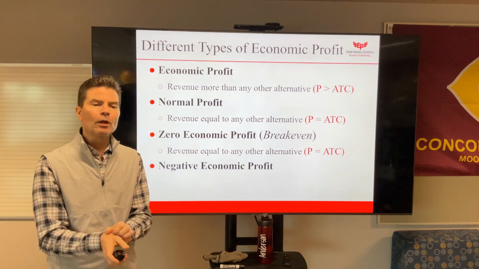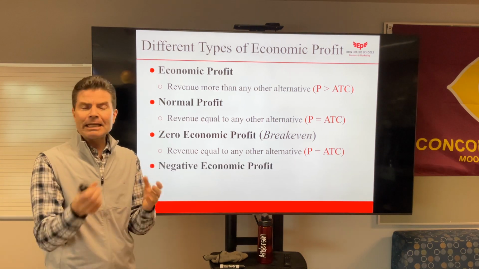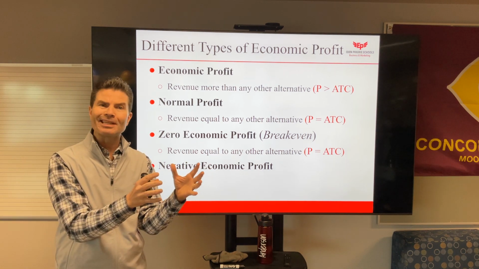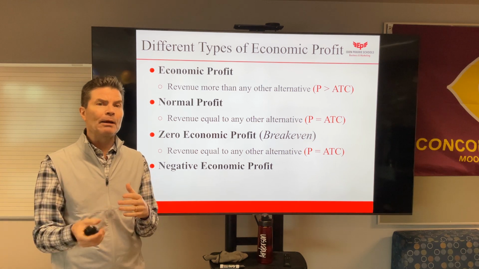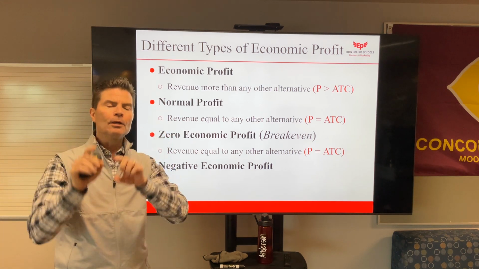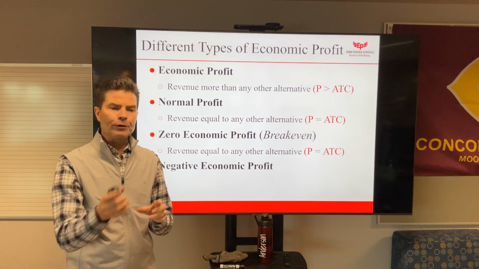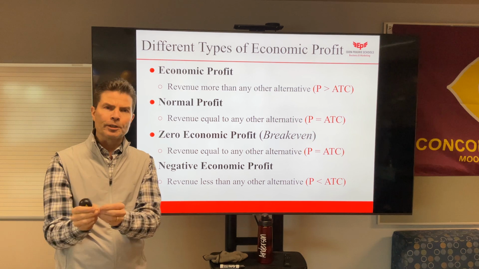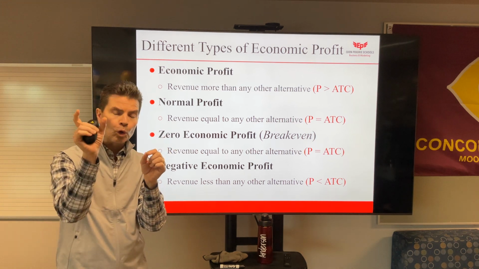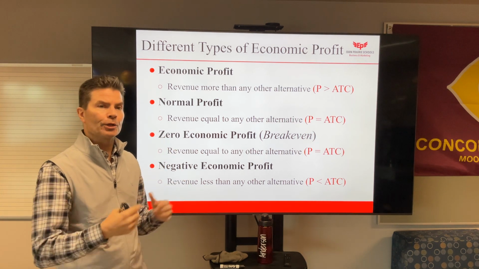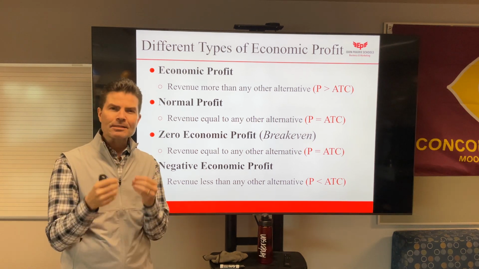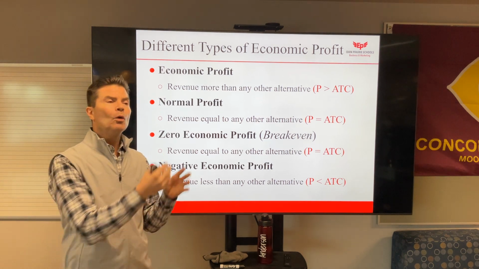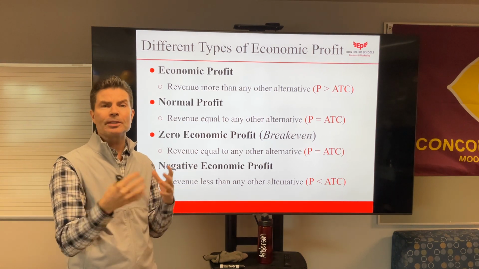A negative economic profit means that you are not generating enough revenue to cover all of your explicit and implicit costs. So what you should do as a business is consider doing something else. Your revenue is less than any other alternative, because your revenue is less than the total economic cost. You can figure that out with graphs: if your price is less than the ATC at the optimal quantity. Again, we're going to look at some graphs and some numbers as we go through here to help you see that.